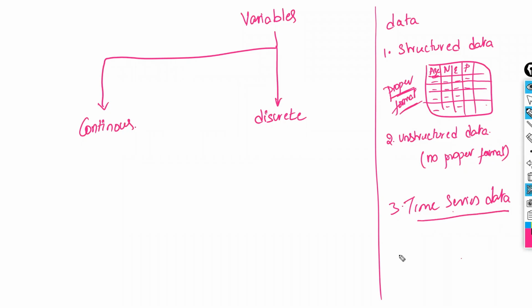If the data doesn't depend on the time, then it is called cross-sectional data. If the data depends on the time, then it is called time series data. Okay, time series data means it is depending on the time, right?